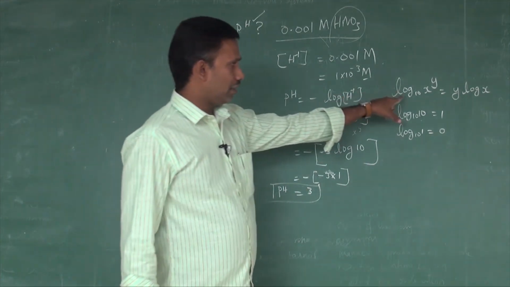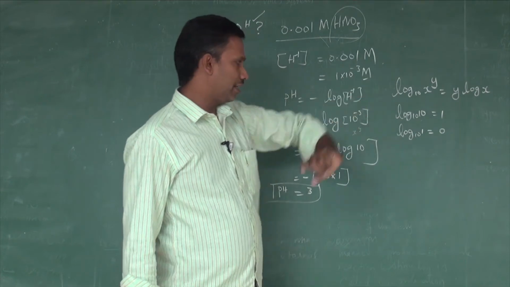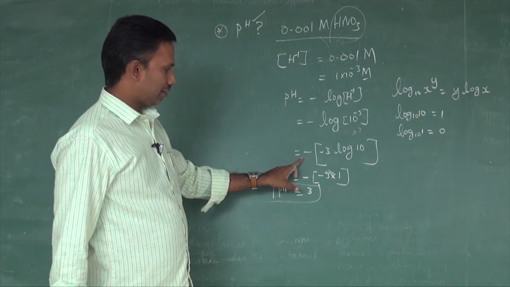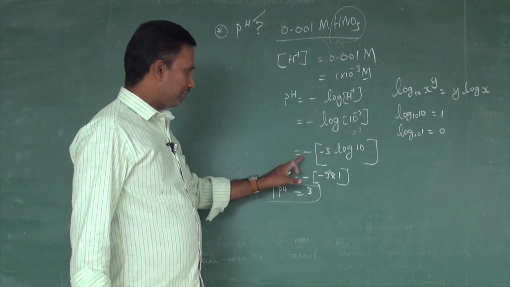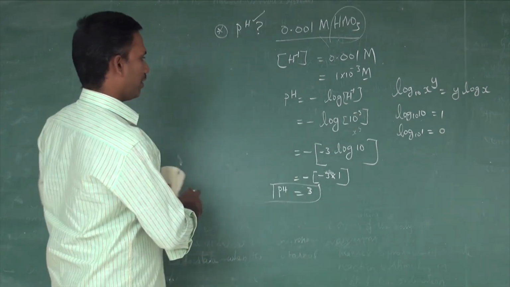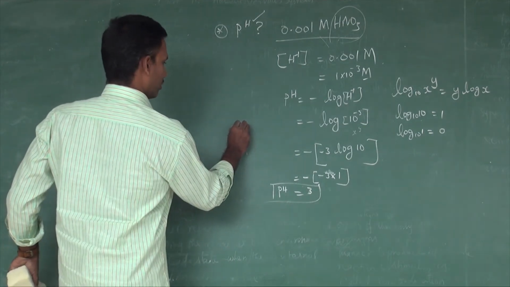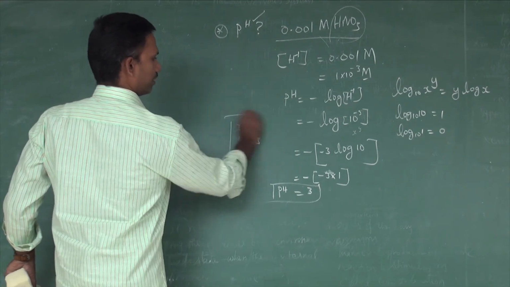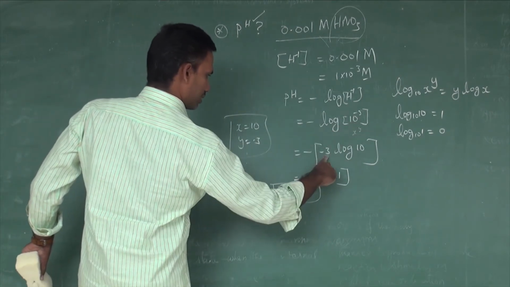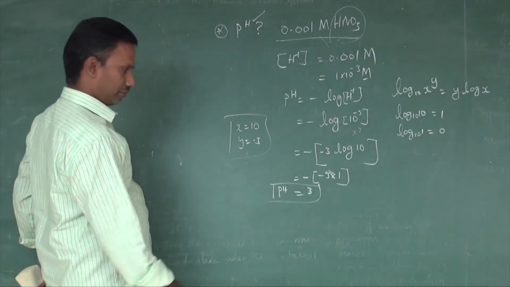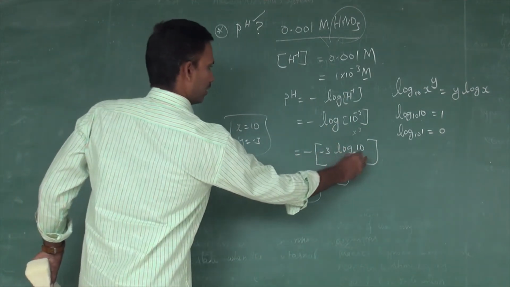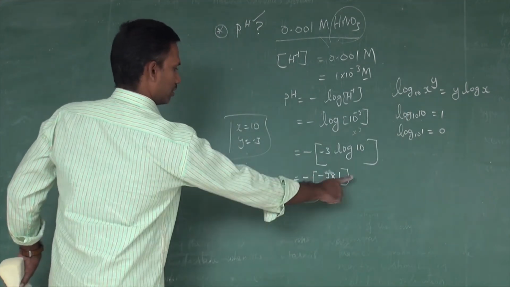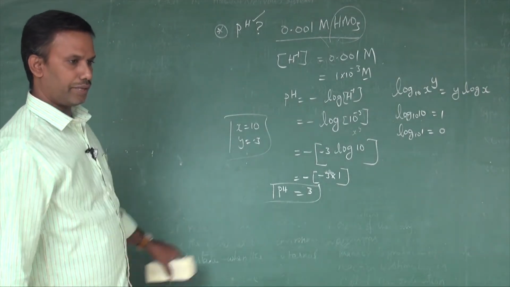You know very well log x power y equals y log x, that we can write. In the power we are writing here minus 3. Already the formula has a minus, so that minus stays outside. If you have doubt, you can clearly write x equals 10, y equals minus 3. Then substitute: minus 3 log 10. After this, log 10 equals 1, another formula, then totally 3. The pH equals 3.